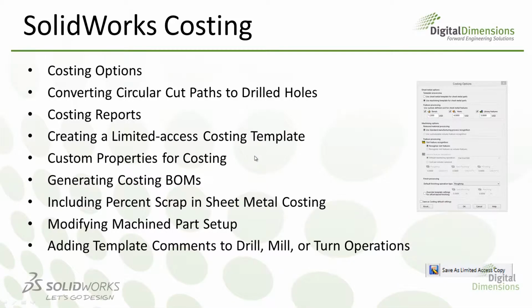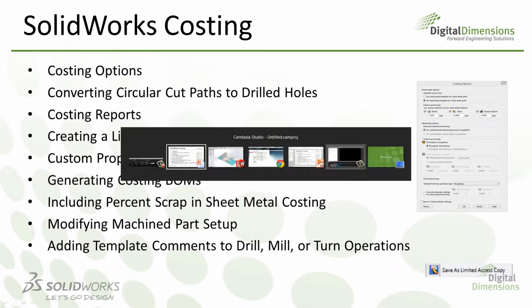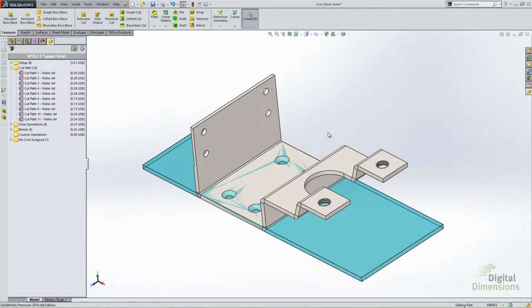Let's move on. So creating a limited access costing template is one enhancement that a lot of users have been asking for since the release of costing. And what this basically means is, if I'm a manufacturer, for instance, maybe a machine shop, and I want to be able to send someone else my template and allow them to use it to calculate their own cost before they send me the parts to be manufactured, I essentially had to send someone my template and give them the entire breakdown of everything I do to manufacture that part.